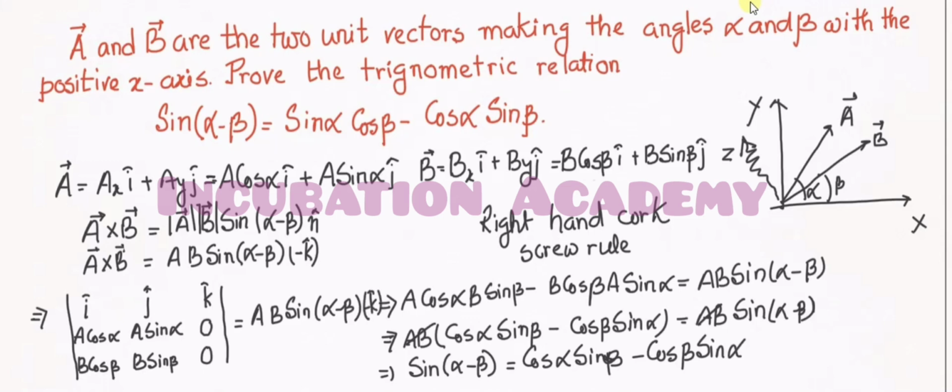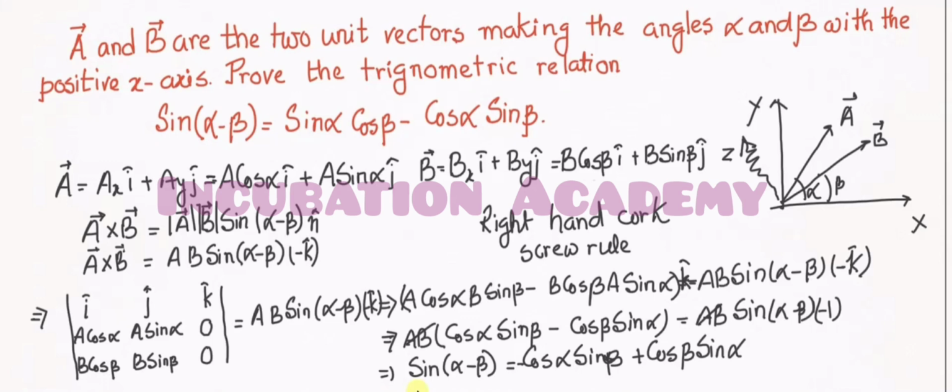And if you put the value in the determinant, only the k cap exists here. So k cap exists there, and here it is minus k cap. So if we omit k cap from both sides, a minus sign exists here. Now this minus sign plays the role here, and due to this it will become minus cos alpha sin beta plus cos beta sin alpha.